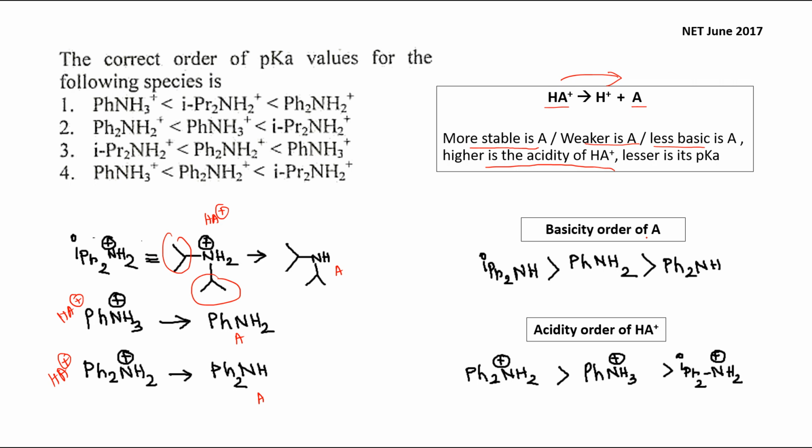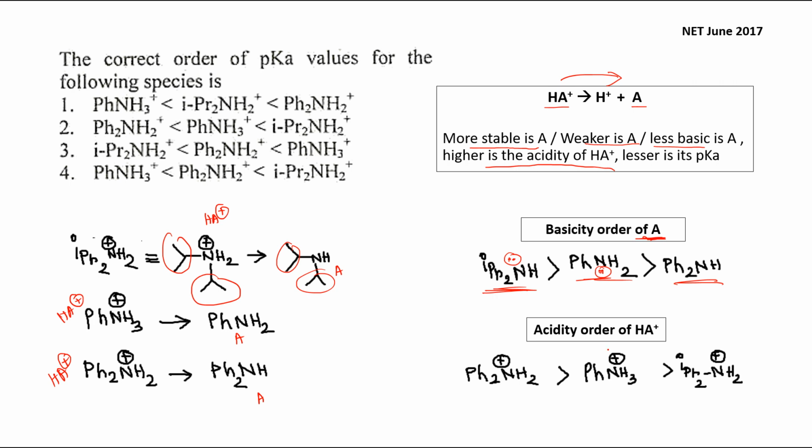So basicity order of A. This is our A, 3 different A. Now why is it maximum basic? Because here the lone pair availability over nitrogen, there is two inductive effect from these two groups. But in case of PhNH2, this lone pair over nitrogen will be involved in delocalization with the Ph. And in the third case, there are 2 Ph. That means more chance that the lone pair availability over nitrogen will be very low. That is why this is the basicity order.